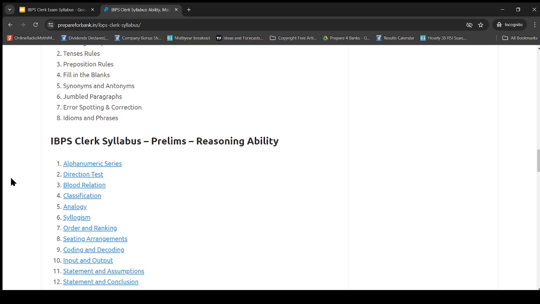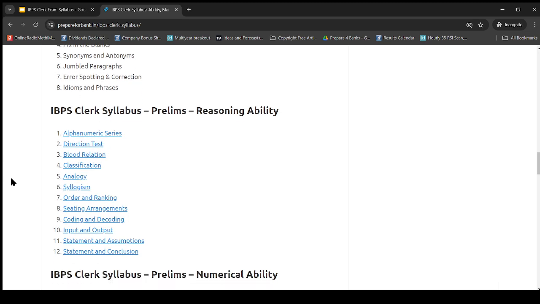Now let's move on to the reasoning ability part. In the reasoning ability part, we will be seeing questions on alphanumeric series, direction test, blood relation, classification and so on, till the statements and conclusion part.